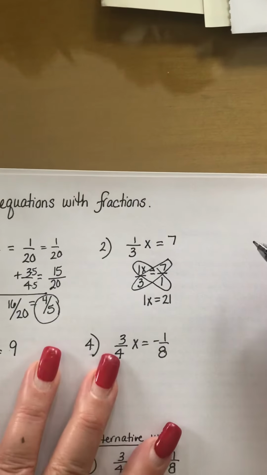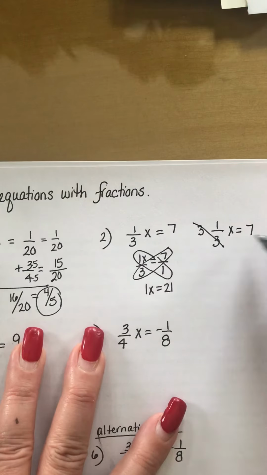The other way you could have done this problem, 1/3 x equals 7, is you want to multiply by the reciprocal of 1/3, which is 3 over 1. So multiply this side by 3, this side by 3, and again, x is 21.